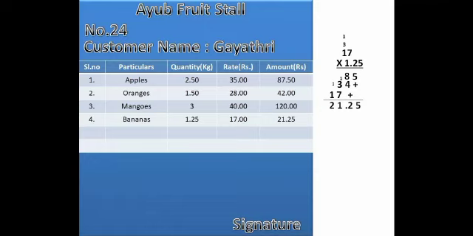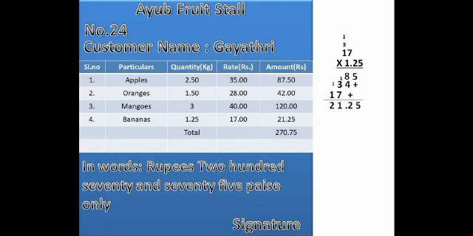1 plus 8 is 9. 9 plus 4 is 13. 13 plus 2 is 15. 15 plus 2 is 17. So you'll write down 7 and carry 1. So 1 plus 1 is 2. So the amount will be 270 rupees 0.75 paise or 270 rupees 75 paise.